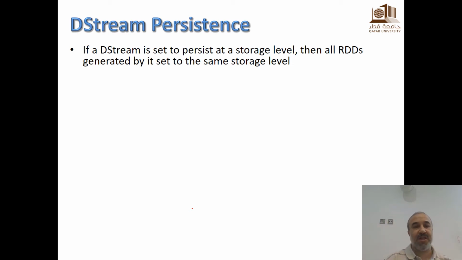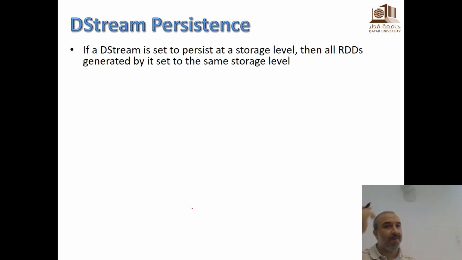First, generally, if a DStream is persisted at some level, then all RDDs generated by this stream will be set to that storage level. Okay, whatever that storage level is, memory, memory plus disk, whatever level this DStream is set to will be translated so that all RDDs in this stream will have this storage level. So that's another mapping.